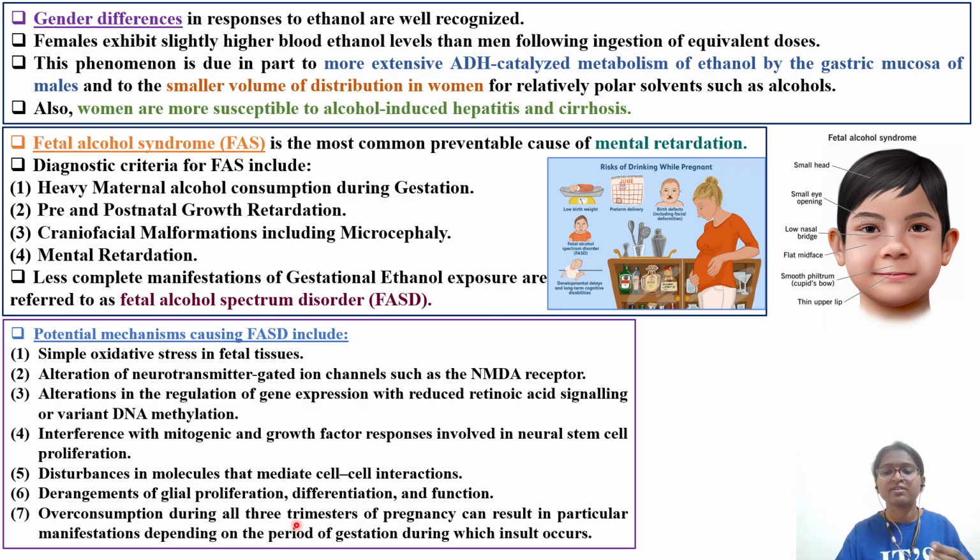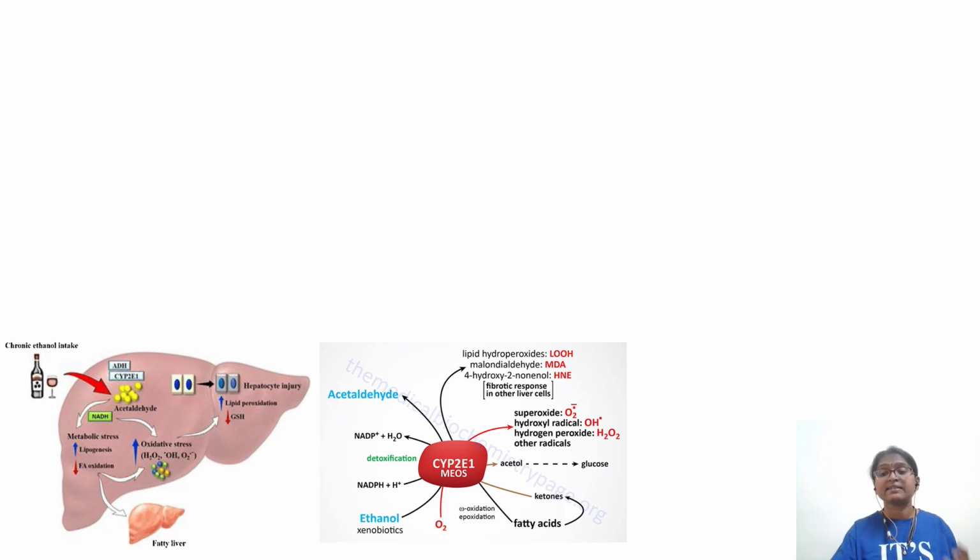Overconsumption during all these trimesters, that is first, second or third, all during these 9 months of pregnancy, can result in particular manifestations depending on the period of gestation during which the insult occurs. Okay, at which pregnancy window you have been exposed to excessive ethanol consumption. So in this video, in that previous slide, we have discussed gender differences, fetal alcohol syndrome and FASD.